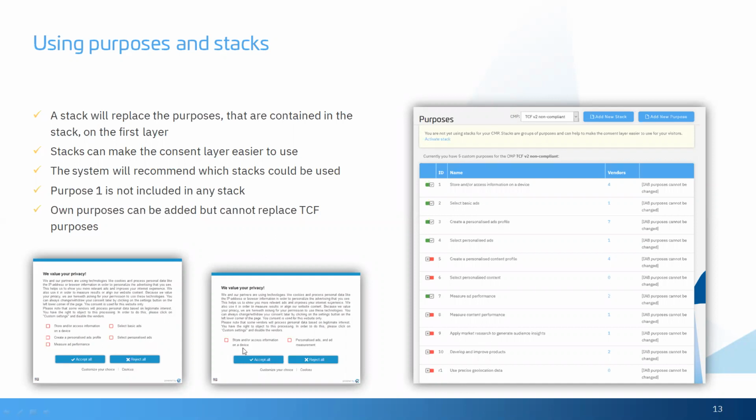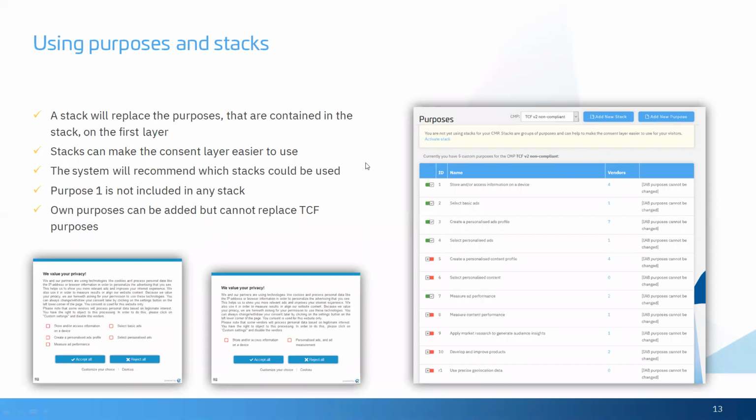If you go to the second layer, so if you click on custom choices, the second layer will still show all the purposes so that the user can make granular choices. What you can always do is add your own purposes, so you can create custom purposes and add them to it, but you cannot replace the TCF purposes. So, for example, if you want to have something like functional or social media or something like this, then you just create an extra custom purpose and add this to the existing TCF purposes.